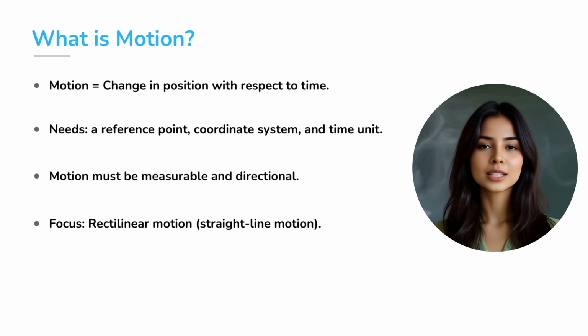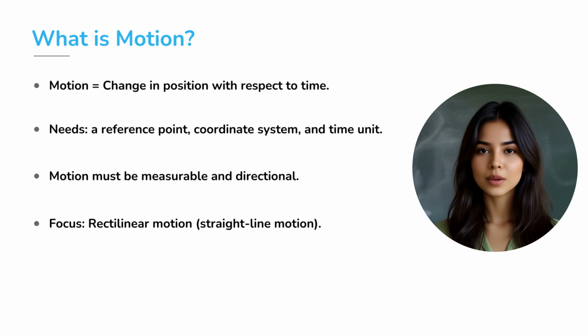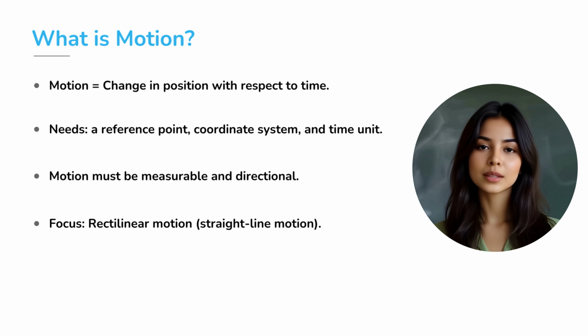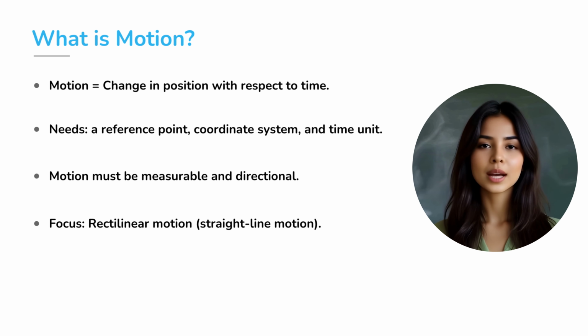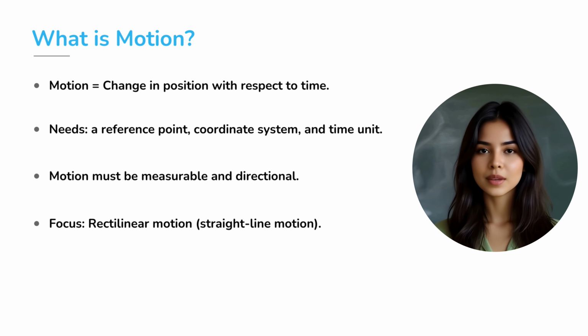So what exactly is motion? At its core, motion is simply a change in position with respect to time. But to describe it scientifically, we need more than just observation. We need a reference point. Think of it like this. To say something has moved, we must know from where to where and in what time frame. That's why we use a coordinate system, a unit of time, and a chosen direction.